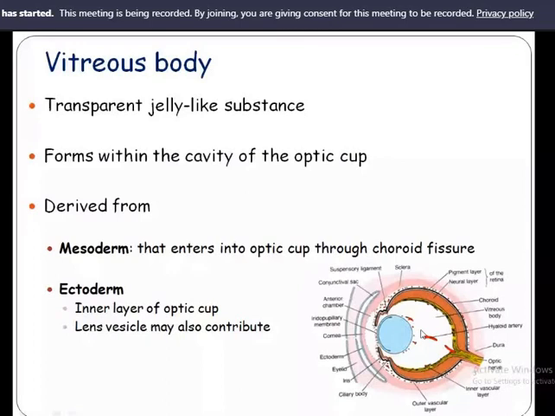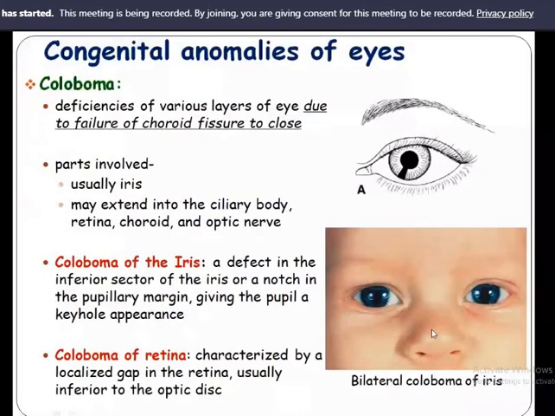Now we'll move to the congenital anomalies of the eye. So what do you mean by coloboma?